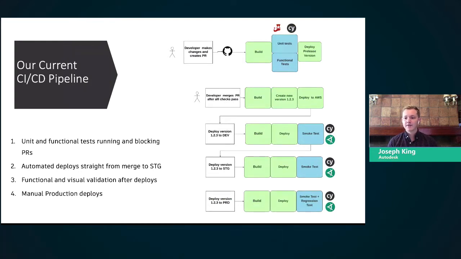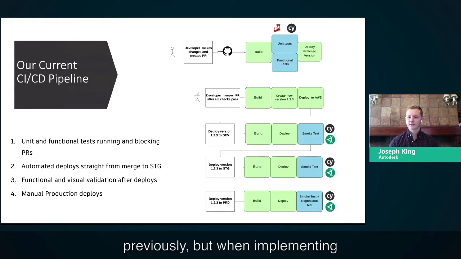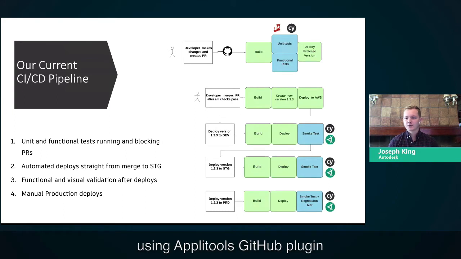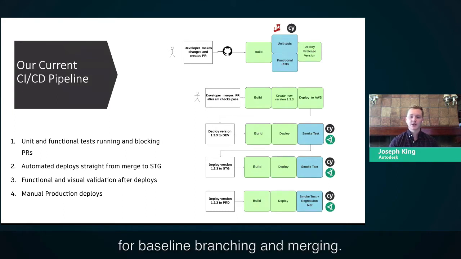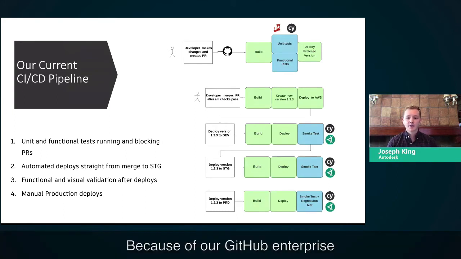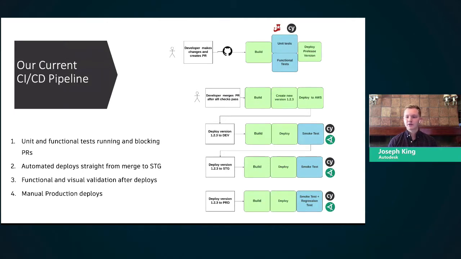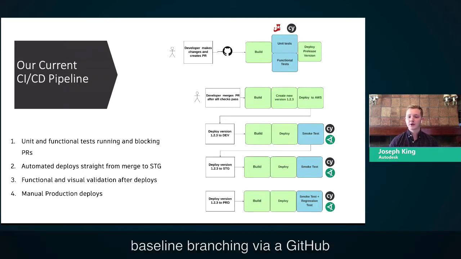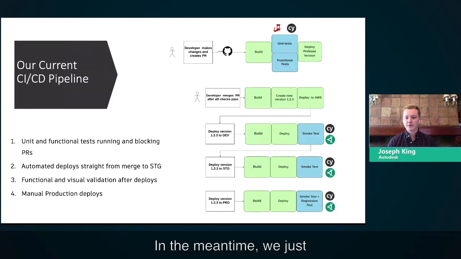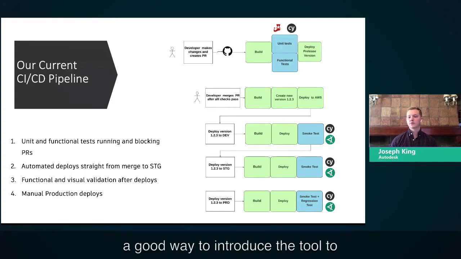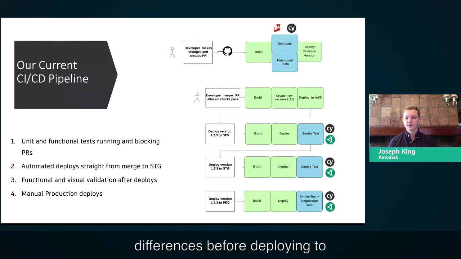Ideally, we would like to have Applitools tests here, like we showed previously, but when implementing them, we ran into a technical hurdle using the Applitools GitHub plugin for baseline branching and merging. Because of our GitHub Enterprise security standards, we're having to work on a way to handle visual baseline branching via a GitHub app solution, which is currently in progress. In the meantime, we just have one master baseline per test, which has actually turned out to be a good way to introduce the tool to the team with limited complexity while still alerting us of visual differences before deploying to production.